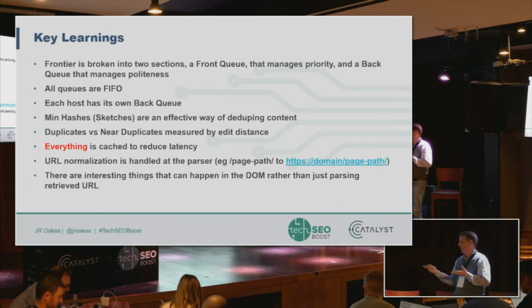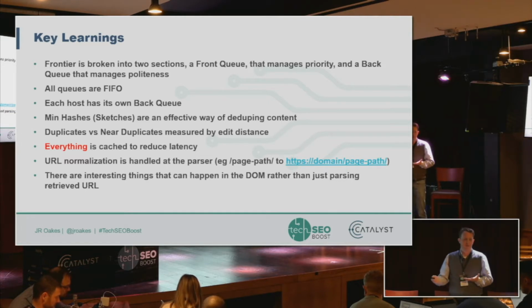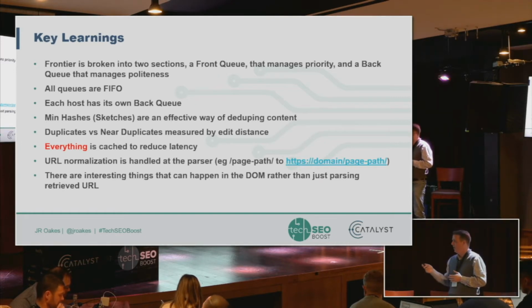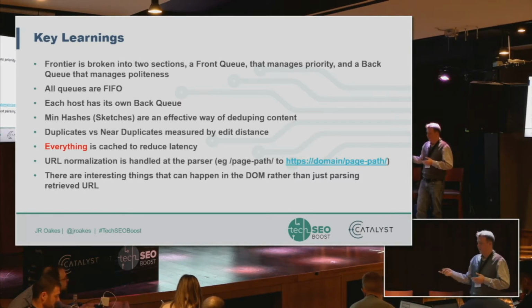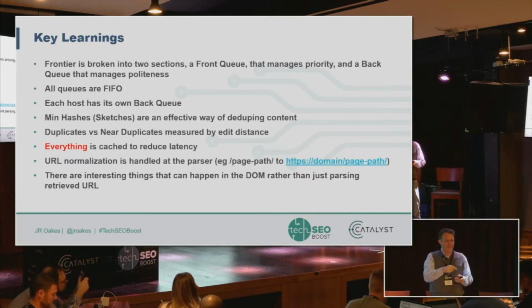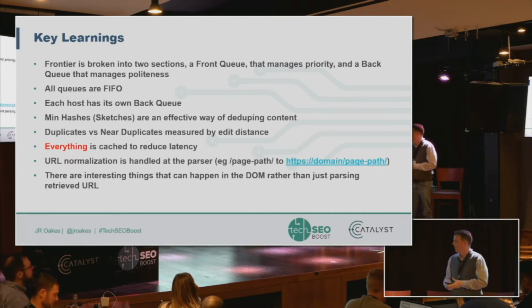Min hashes, also called sketches, are an effective way of deduplicating content. Duplicates and very near duplicates can be measured by a function called Jaccard similarity, which is just an edit distance. Everything is cached to reduce latency, even the DNS and JS and CSS. URL normalization is handled at the parser, which was something I didn't know going into it, that you have to change all these rooted URLs to full URLs for Google to be able to cache and handle them.